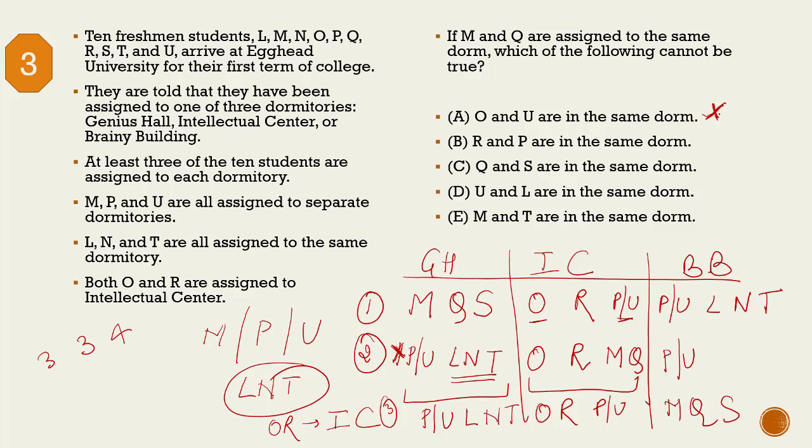R and P in the same dorm. Again, that's possible. So this is not my answer. Q and S in the same dorm. This is possible. Cannot be my answer. U and L in the same dorm. Again, this is possible. So cannot be my answer. M and T in the same dorm. No, this can never happen. And that's why this is going to be my answer here.